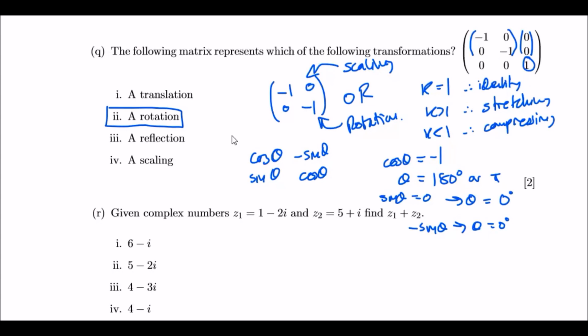The figures on the right would represent a translation. Okay, so this would be translation in the x, translation in the y. So this would be a movement. Translation is a movement across a vector. Anyway, this is the right answer, it's rotation, okay?